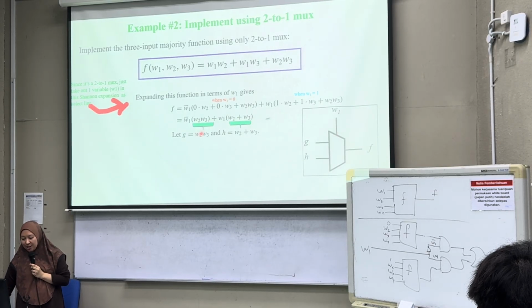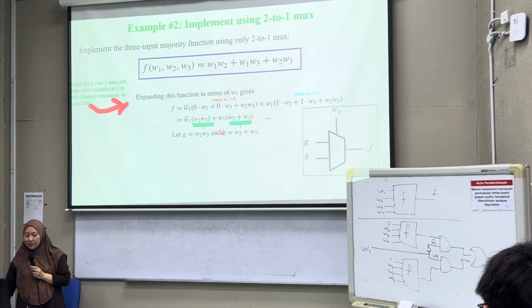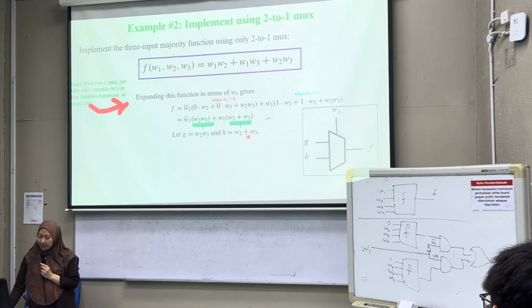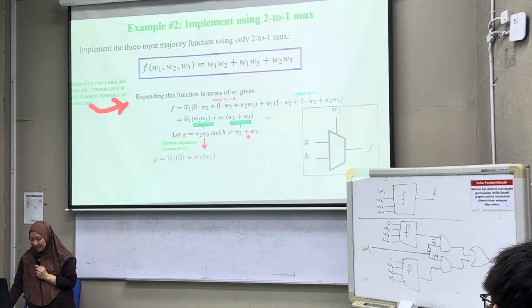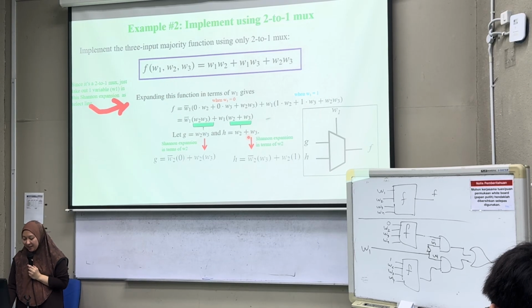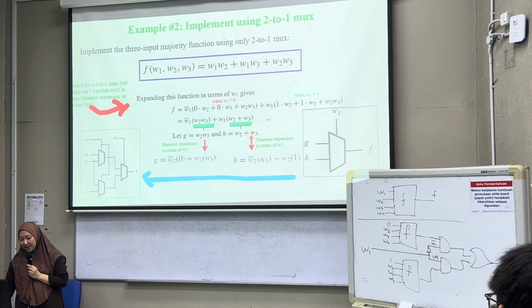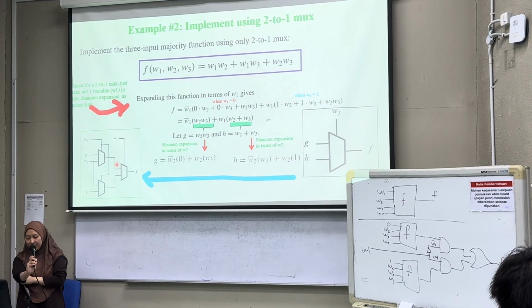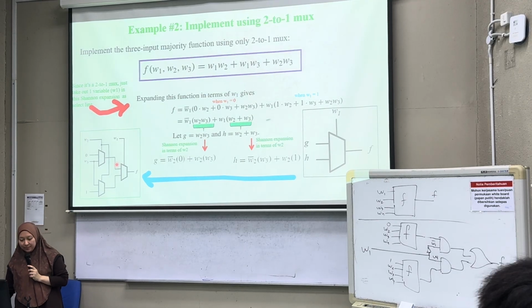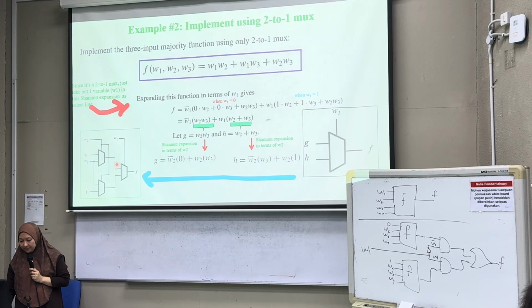Here I denote them as G and H. Does it have anything to do with the full letter? Maybe, it's more or less the same term. Shannon expansion again. You can make more Shannon expansions out of that, and you can make it even into a 4-to-1 mux.